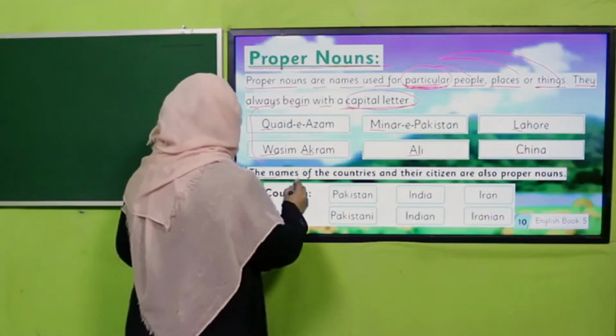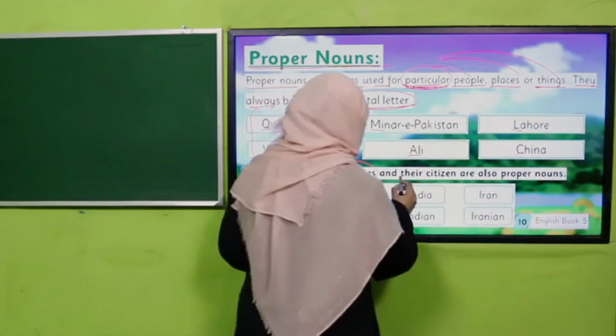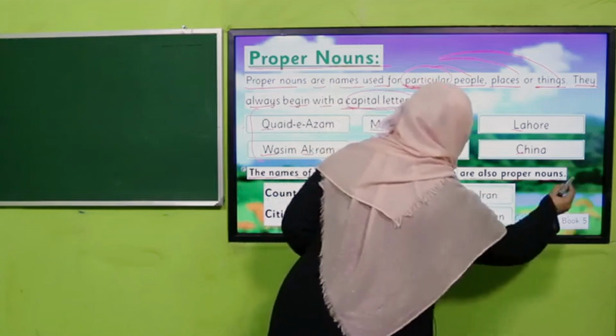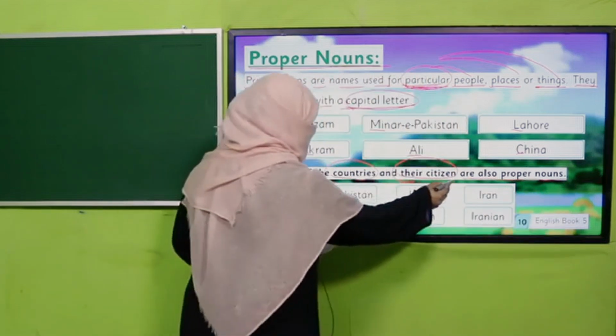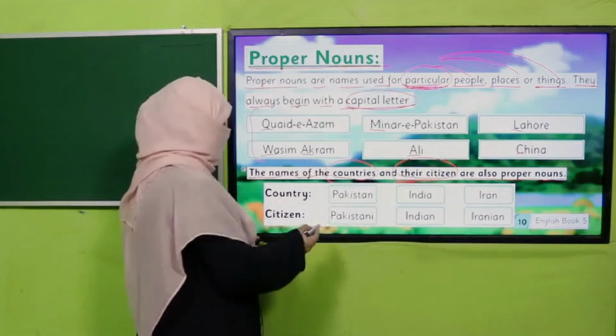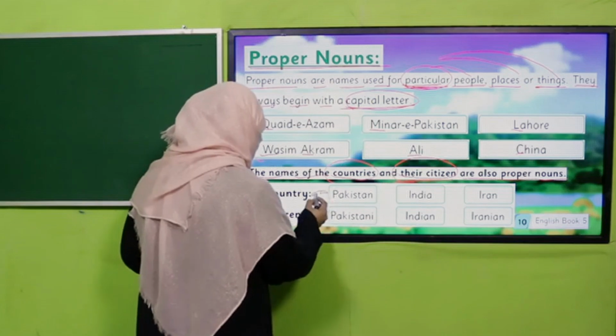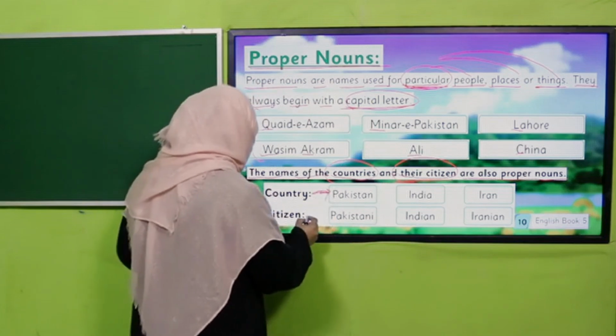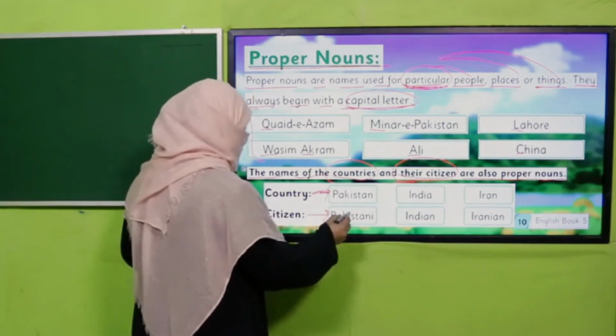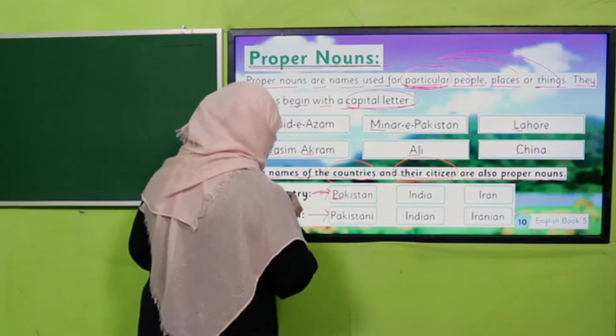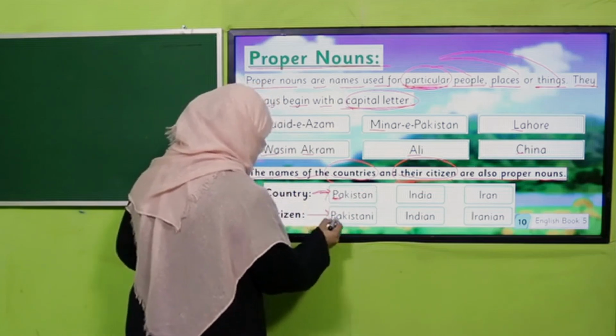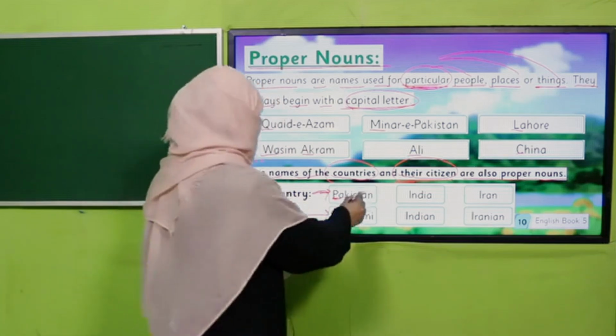So the names of the countries and their citizens are also proper nouns. And what does citizen mean? The person who lives in that particular country. For example, Pakistan, name of a country, and the people who live in Pakistan are called Pakistani. They are Pakistani. So, Pakistan, a proper noun written with capital P, and Pakistani also written with capital P.